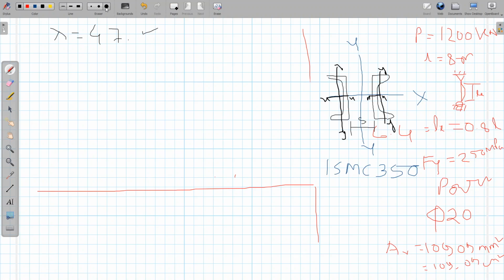47.06. But in the steel table input book, table number 5.1, if you refer directly, you cannot get the value for 47.06. What we have available is for 40 and 50. So you have to find out for lambda 40 and for lambda value of 50.